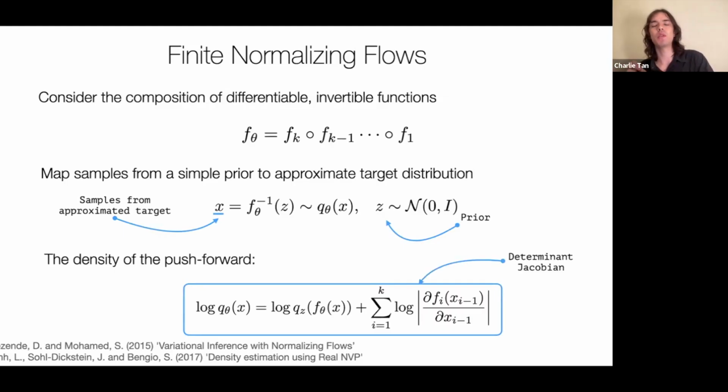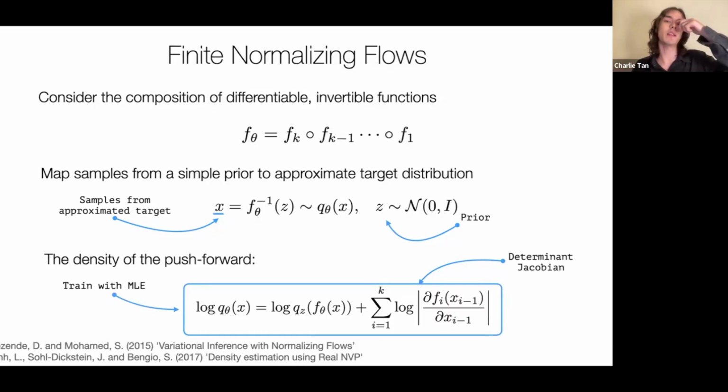And because of the compositional structure of f, if each of the individual f has an easy to evaluate log determinant, the kind of global or composed log determinant is just a summation. This means it's tractable to compute. We can train with maximum likelihood. And I think this is the key advantage of normalizing flows, is that you have very fast likelihoods.